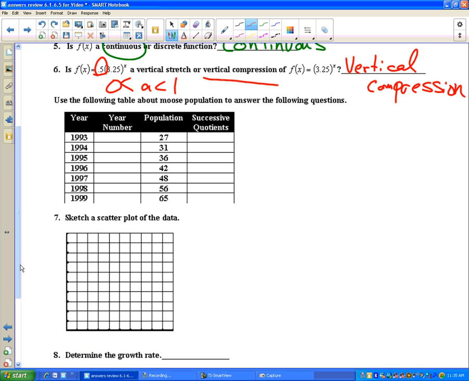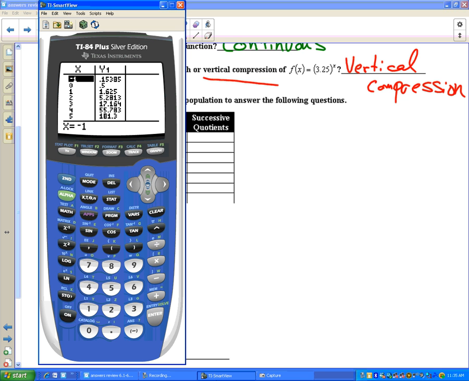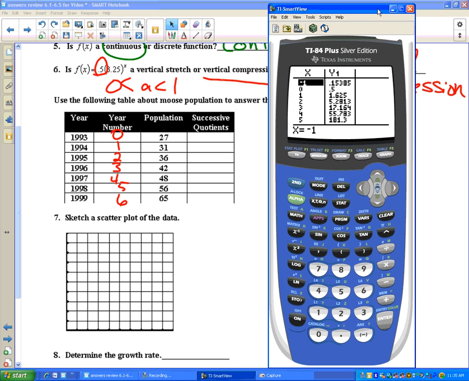Use the following table about moose population to answer the following questions. 1993 is the first year, so this is year 0, 1, 2, 3, 4, 5, and 6. My population is 27, 31, 36, 42, 48, 56, and 65. I want my successive quotient, so I'm going to bring up my handy-dandy calculator. I'm going to go to a clear screen, and take 31 and divide by 27. I get, if I round to 2 decimal places, 1.15.